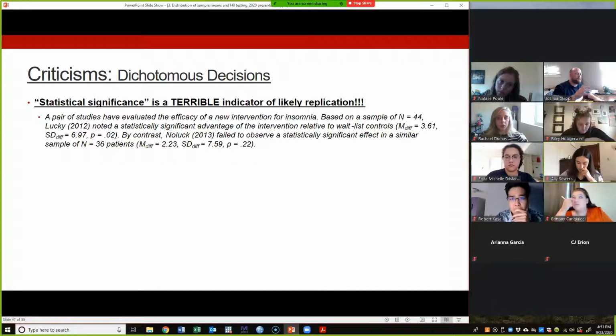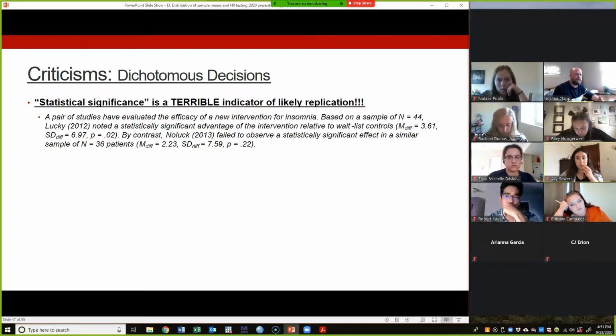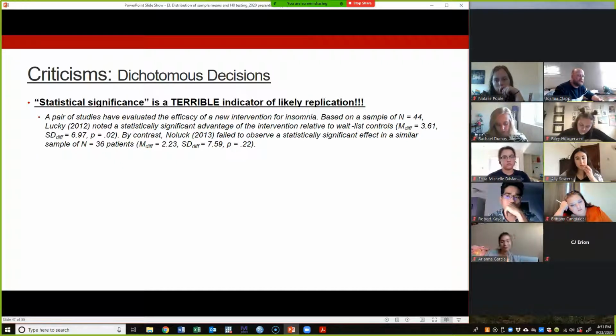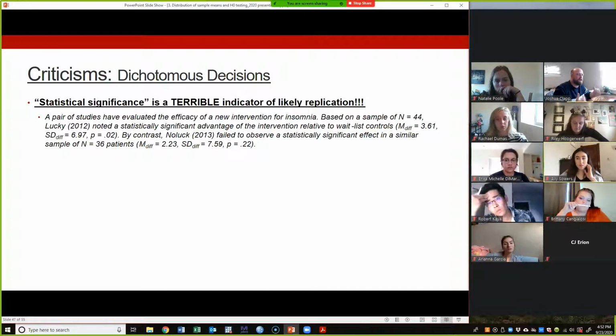Okay, so this is from a Cumming and Fidler text. We've got a pair of studies that evaluated the efficacy of a new intervention for insomnia. Based on a sample of 44, Lucky 2012 noted a statistically significant advantage of the intervention relative to wait-list controls. No Luck failed to observe a statistically significant effect in a similar sample of 36 patients. Okay, so we've got one study that found a significant effect, one study that found a not significant effect. Rachel, what do you conclude based on this pair of studies?